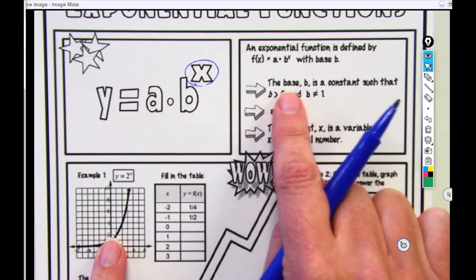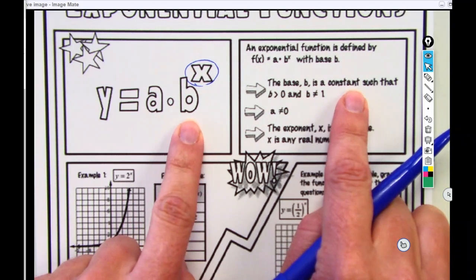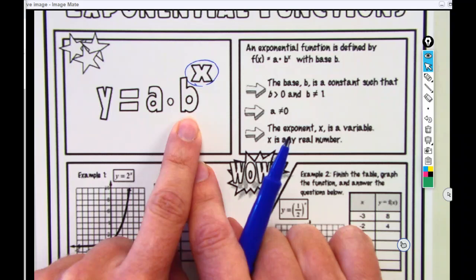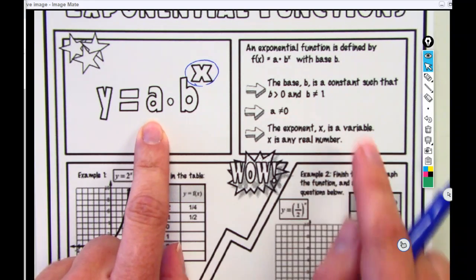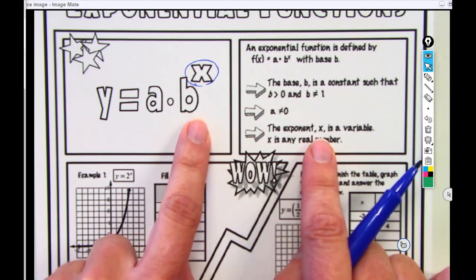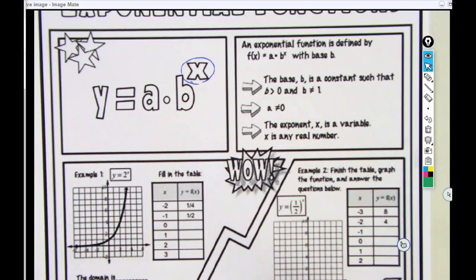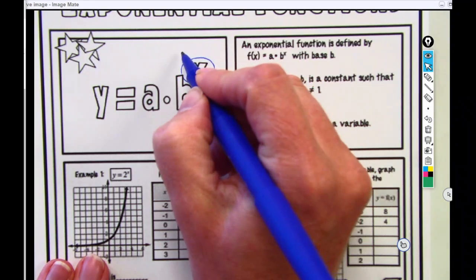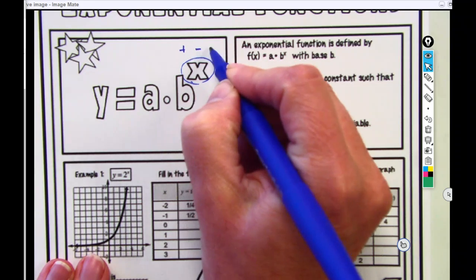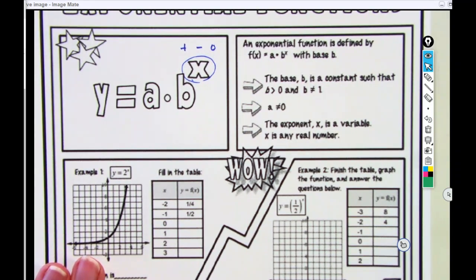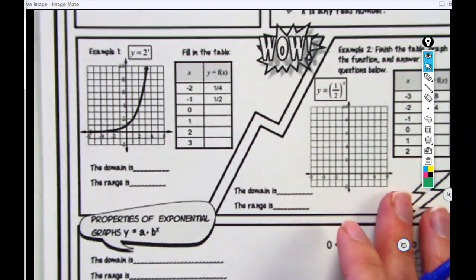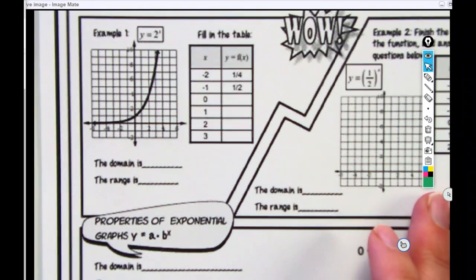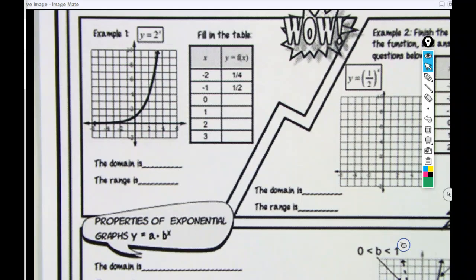So let's see, the base b is a constant, so it's some number. A can't equal 0. The exponent x is a variable, and x is any real number. That means it can be positive, it can be negative, it could also be 0. Okay? And for the most part today, we are going to graph these by creating a table. And I'll actually show you how to do some of your homework as well.